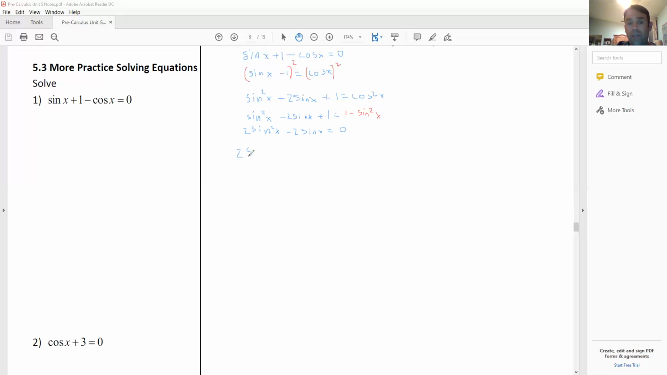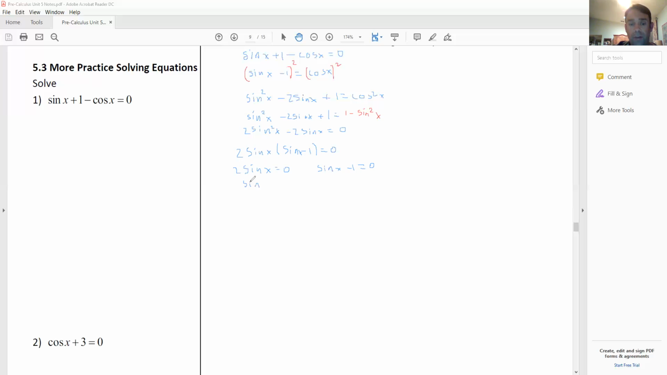Then you factored out the 2 sine x, and that left you with sine x minus 1. Now we're going to do our zero product property. We're going to set each factor equal to 0. So 2 sine x equals 0, and sine x minus 1 equals 0. That means sine x is 0.